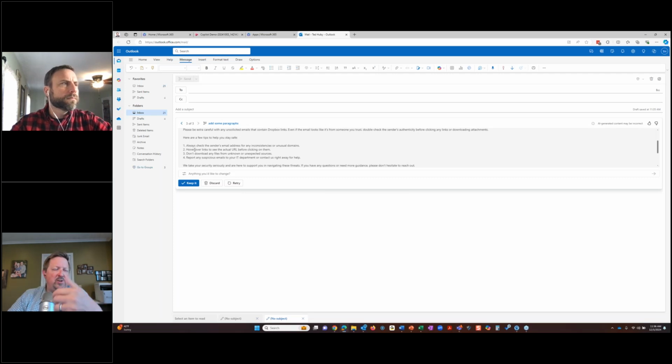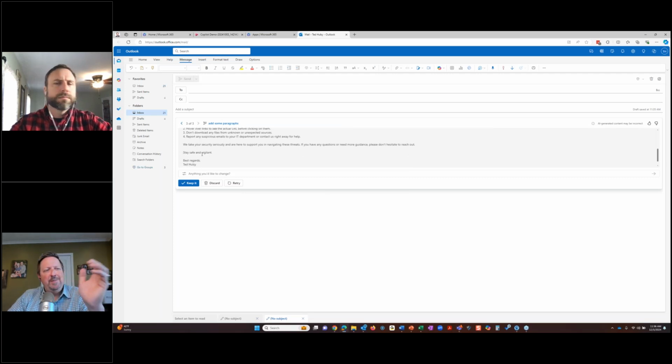Always check the sender's email address. And it gives me some, so it basically gets me to an 80% point in no time flat. So this is Outlook. You can use this to respond to emails. You can use it to generate emails from scratch, like we just showed here.